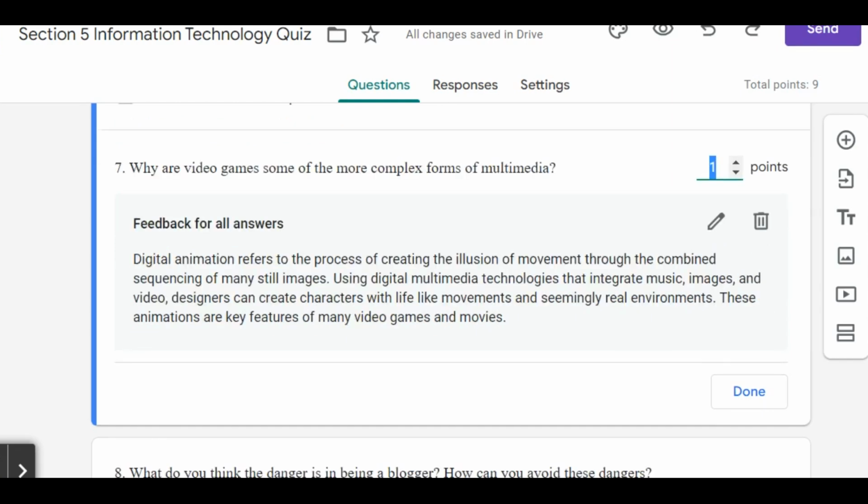Number 7, why are video games some of the more complex forms of multimedia? Digital animation refers to the process of creating the illusion of movement through the combined sequencing of many still images. Using digital media technologies that integrate music, images, and video, designers can create characters with lifelike movements and seemingly real environments. These animations are key features of many video games and movies.